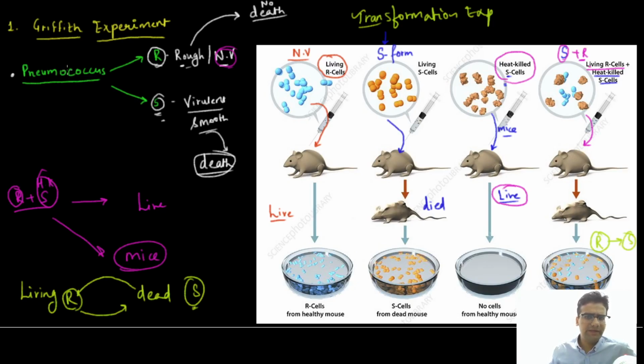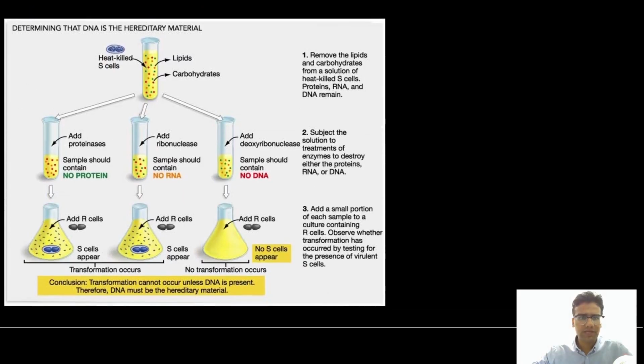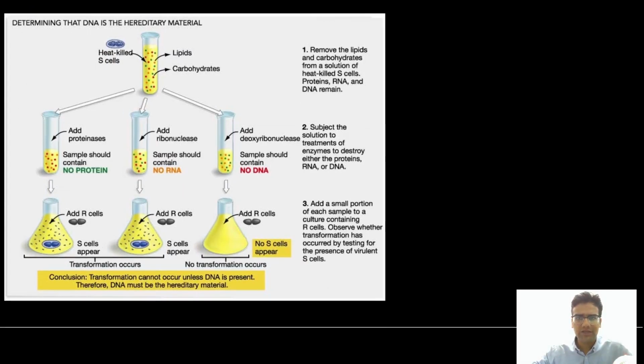In Griffith's experiment, he said that the R form is somehow transformed into S, but he wasn't able to explain what caused this R form to change into the S form. So there were three other scientists called Avery, MacLeod and McCarthy. The second experiment which proves that DNA acts as genetic material is the Avery, MacLeod and McCarthy experiment.